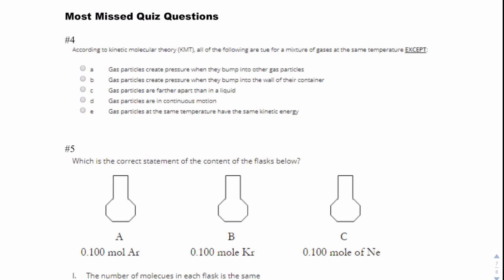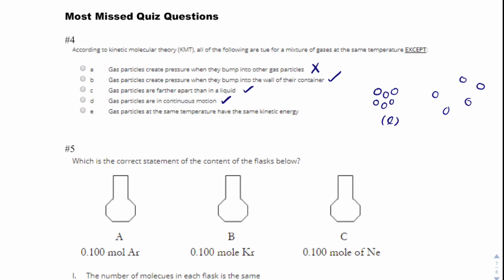So, gas particles create pressure when they bump into other gas particles. That is not true. Okay, so I think that's going to be my answer, but let me read through all the others. Gas particles create pressure when they bump into the wall of their container. Absolutely. Gas particles are farther apart than liquid. Absolutely, we see liquids as something that looks like this. And then gas, they're definitely farther apart because they have more energy. Gas particles are in continuous motion.